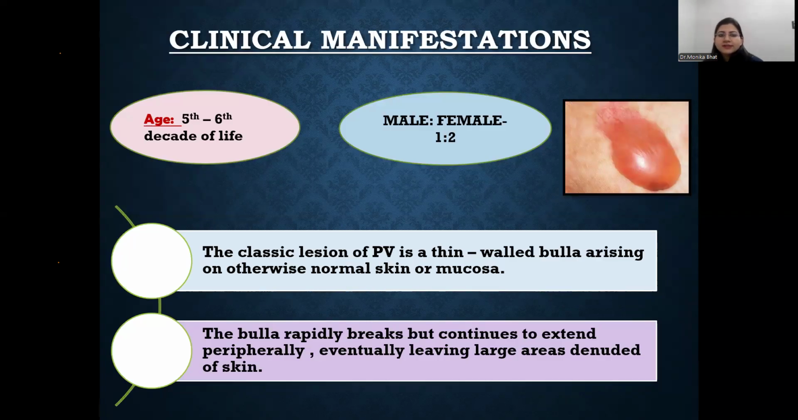Mostly seen in the 5th and 6th decade of life. Females are more prone, that is, male to female ratio is 1:2. The classic presentation of pemphigus vulgaris is thin-walled bullae arising on otherwise normal skin or mucosa. There are bullae formations on the skin surface, and these bullae rapidly break because they are very thin-walled, forming denuded, erosive surfaces on the skin or mucosa.